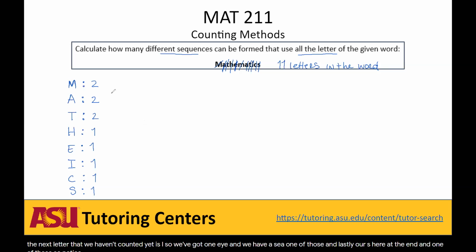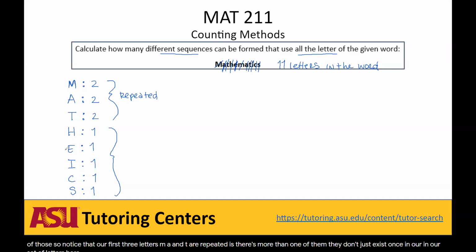So notice that our first 3 letters, M, A, and T, are repeated. That is, there's more than one of them. They don't just exist once in our set of letters here. Our remaining 5 letters, H, E, I, C, and S, are not repeated. So we're going to start by dealing with the repeats portion.